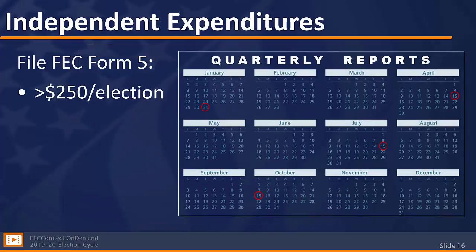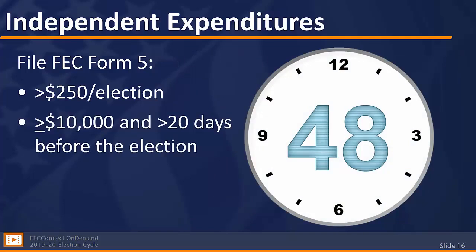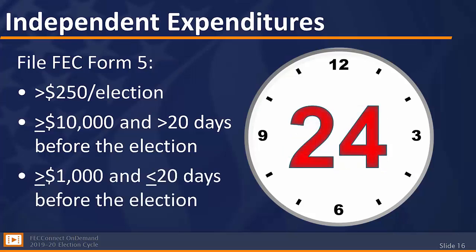If you spend $250 or more on an independent expenditure, you'll need to report that to the FEC on Form 5. Those reports are generally filed on a quarterly schedule. However, if your independent expenditure is made more than 20 days before the election and totals $10,000 or more, you'll need to disclose it within 48 hours. Closer to the election, 24-hour reports are required for independent expenditures of $1,000 or more.